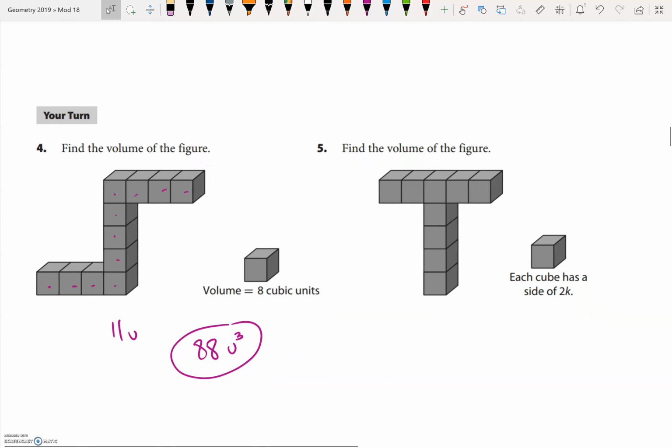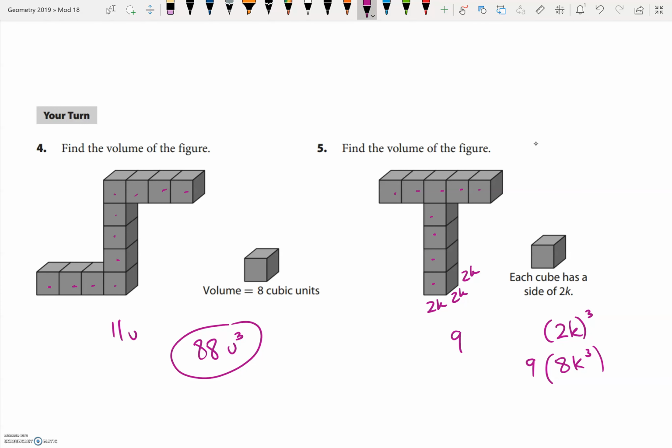The volume of this one has 1, 2, 3, 4, 5, 6, 7, 8, 9. 9 of them, but it says each cube has a side of 2k, so this is 2k. So the volume of 1 cube is 2k cubed. The 2 gets cubed, that's 8. The k gets cubed. So each cube has a volume of 8k cubed. We're going to multiply that by 9 because there are 9 of them, and so this gets 72k cubed units cubed.